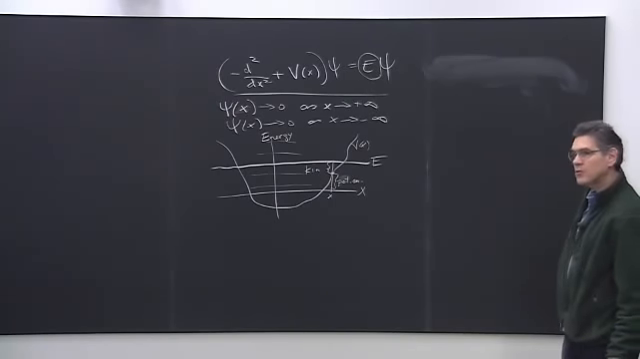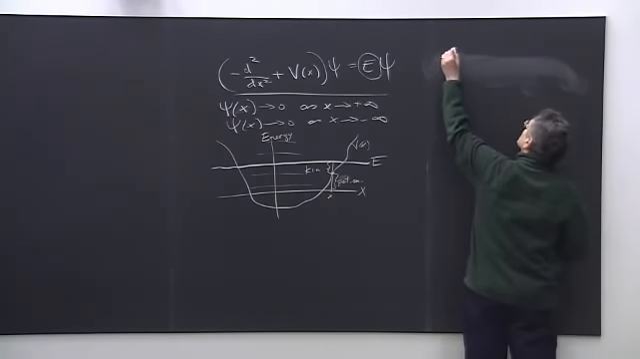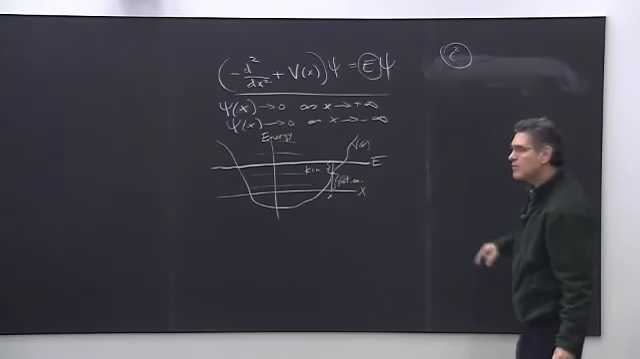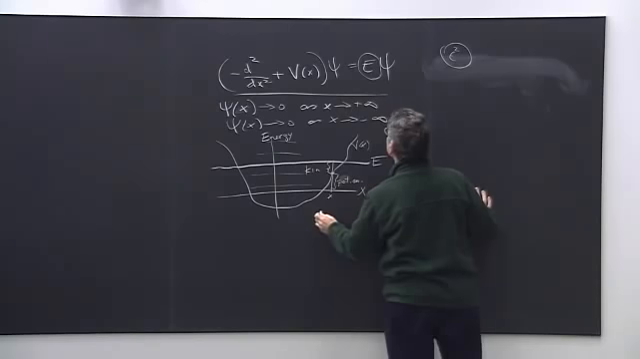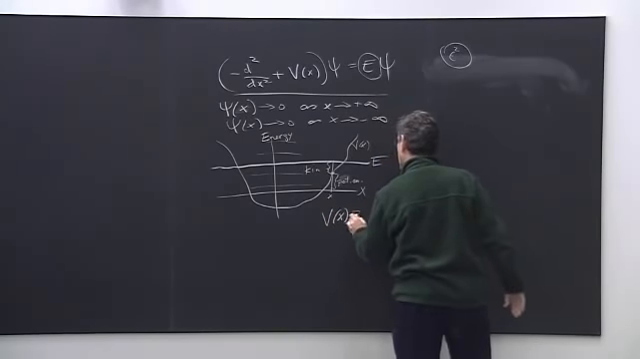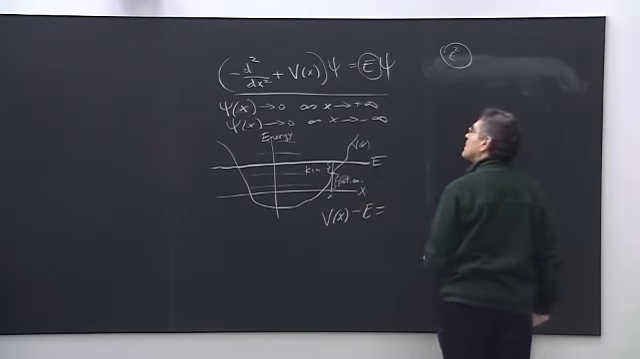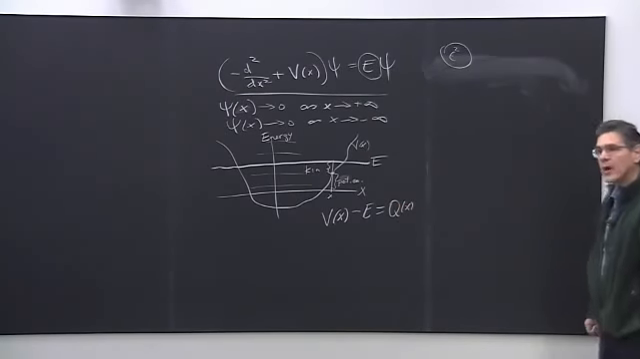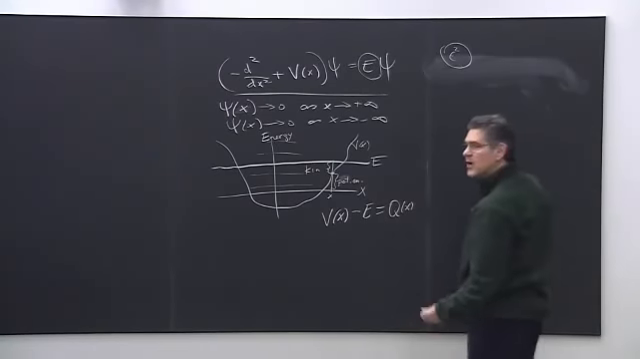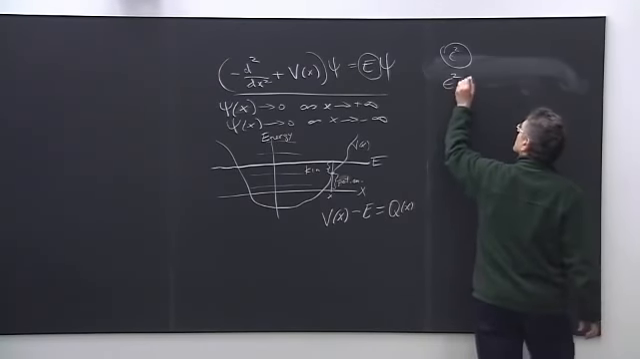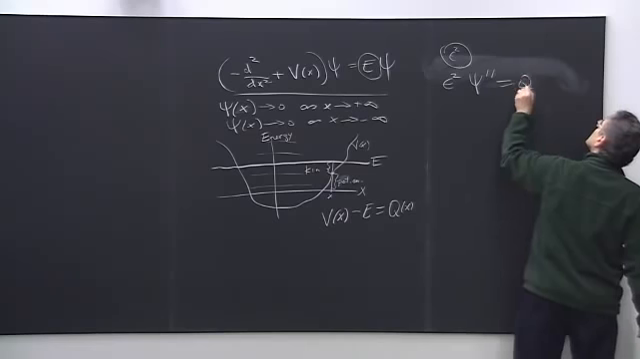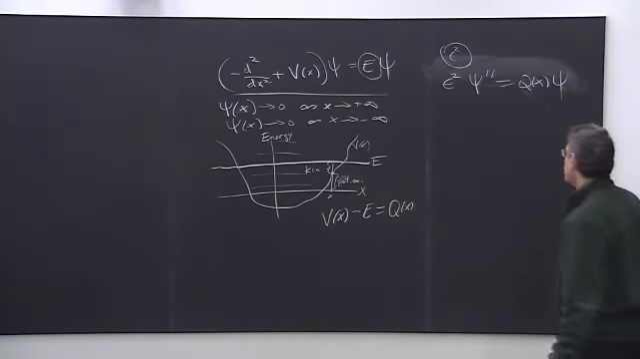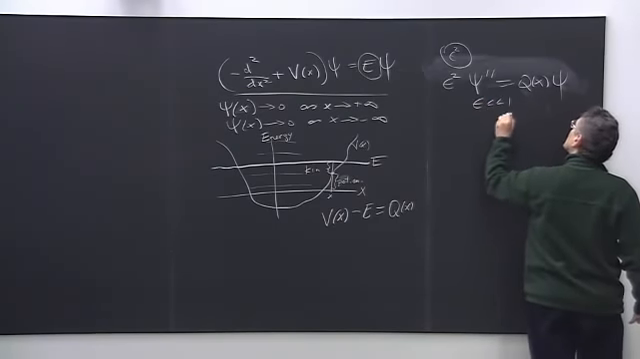So we're going to introduce an epsilon, and in fact, we're going to call it epsilon squared just to keep things simple. And we're going to say, let V of x minus E, we're going to call that Q, just for simplicity. And we're going to solve the following problem: epsilon squared psi prime prime is equal to Q of x times psi. And we're going to assume that epsilon is small compared with 1.